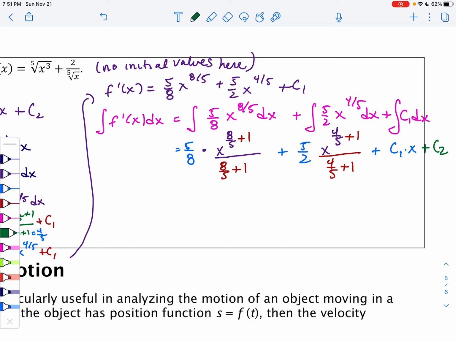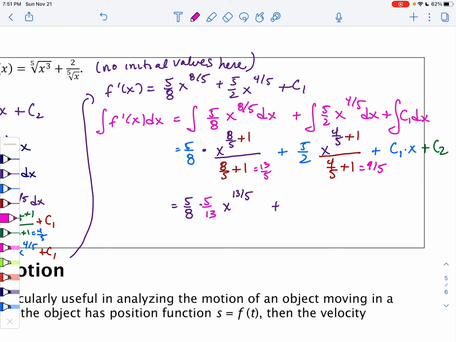8/5 plus 1 is going to be 13/5. And division by a fraction is multiplication by the reciprocal. And so we're going to get 5/8 times 5/13. Right? And 8/5 plus 1 is still 13/5, so we're still going to get x to the 13/5. 4/5 plus 1 is 1 4/5, and 1 4/5 is 9/5.